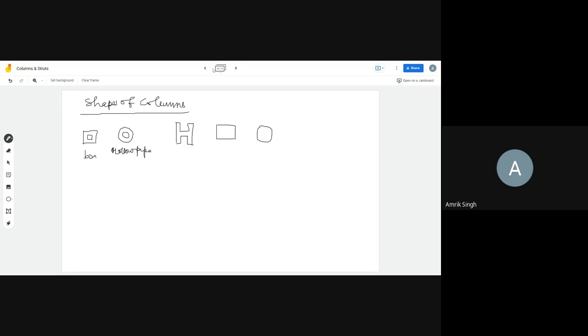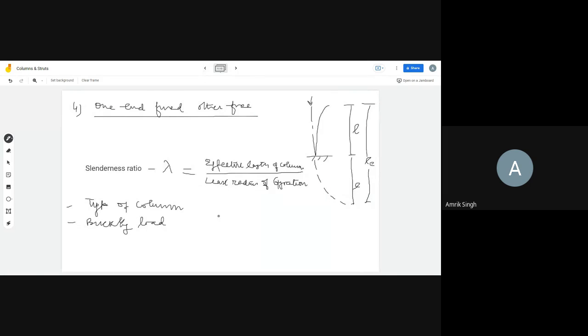So here we say if lambda is more, then the buckling is more. जितना slenderness ratio ज़्यादा होगा उतना buckling, it is prone to buckling and less is its carrying capacity. Load carrying capacity उतनी इसकी कम हो जाएगी.